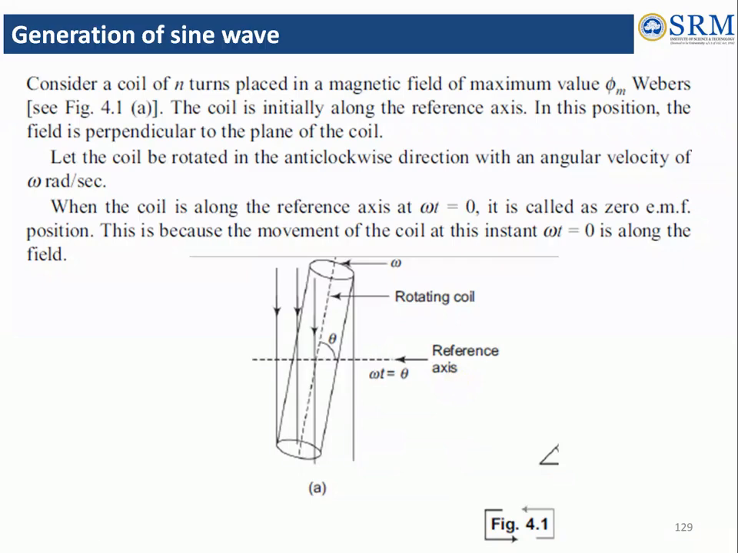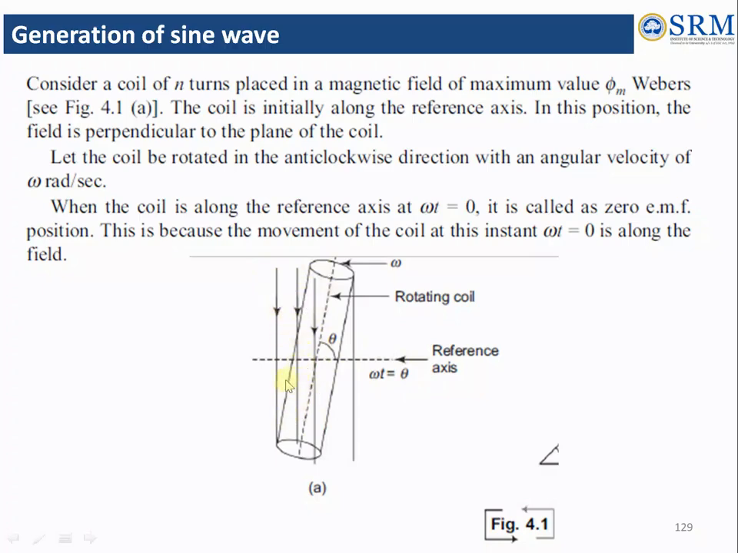Before knowing the basics, we should know how the sine wave is generated. Suppose there is a coil which has n number of turns, placed in a magnetic field which has 5 webers. The coil is initially along this reference axis. In this position, the field will be perpendicular to the plane of the coil, as shown here.